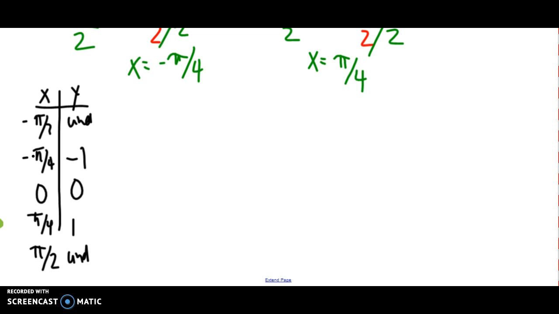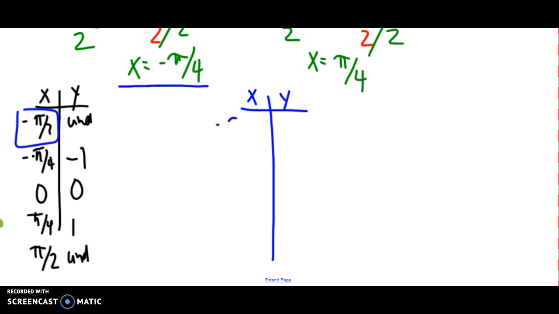Now, for the one we're looking at, we're going to put in our important values. You'll notice the vertical asymptote in the parent function is at pi over 2. Well, we found it to be negative pi over 4 for tangent of 2x. And so the y's don't change. It's still going to be an undefined value.